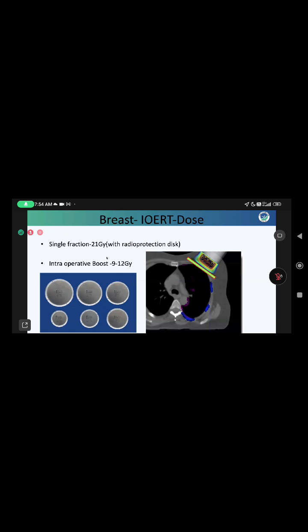So what we can do inside the OT itself, we can boost the tumor bed to a dose of 9 to 12 gray, followed by external beam radiation of the whole breast. This can be used for all the cases, so that we have better local control. The higher dose of tumor bed dose escalation can be done with intraoperative electron radiation therapy.